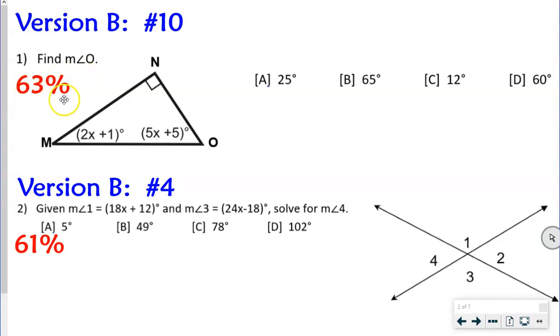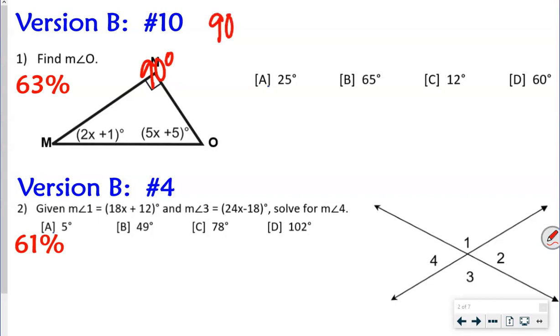So the overall average on this question was 63%. So the way we solve this is you could do it one of two ways. You can add the three angles together, M, N and O, right? And set them equal to 180. So we could say, let's just start with N because that's 90 degrees. Did all of y'all know that that's 90 degrees? Because it's a right angle.